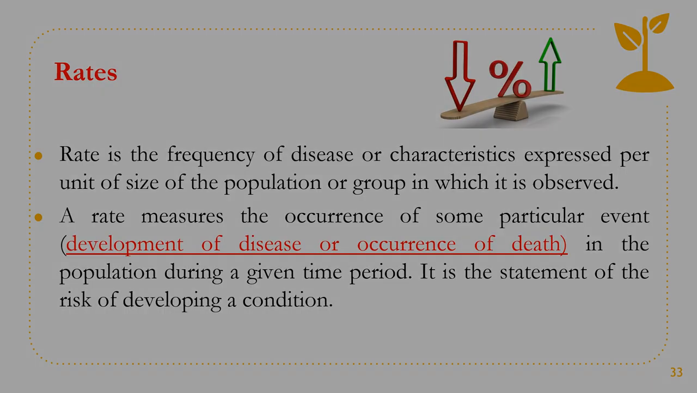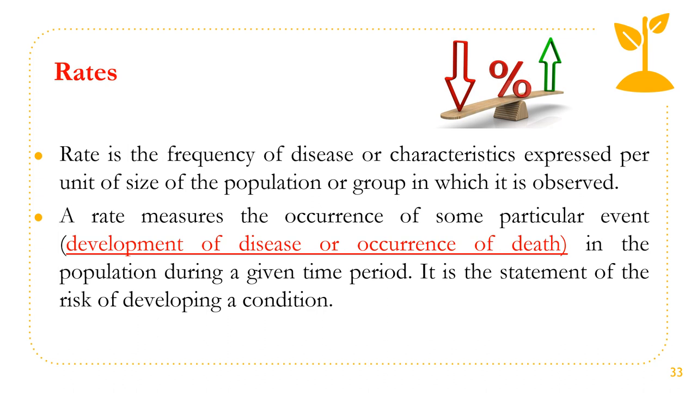Coming to the rate. Rate is the frequency of disease or characteristics expressed per unit of size of the population or group in which it is observed. A rate measures the occurrence of some particular event, that is, development of disease or occurrence of death in the population during a given time period. It is the statement of the risk of developing a condition.